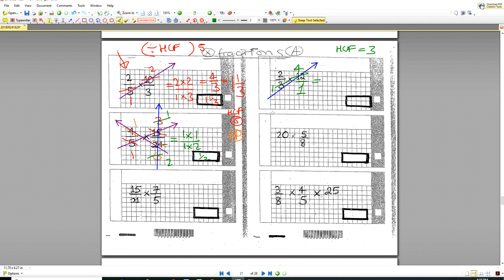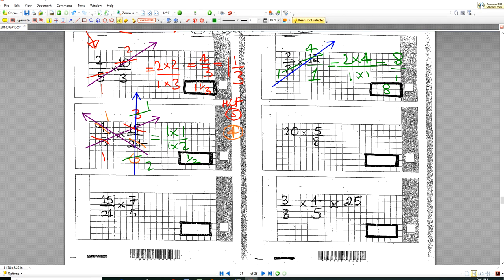Now can we cancel anything else? The answer is no. So we can now multiply the top numbers, multiply the bottom numbers. That gives you 8 over 1. And 8 divided by 1, the final answer is 8. Okay, we're going to pause there for a moment.